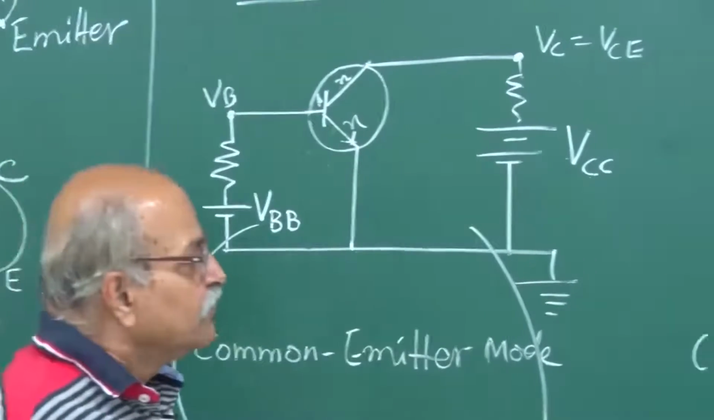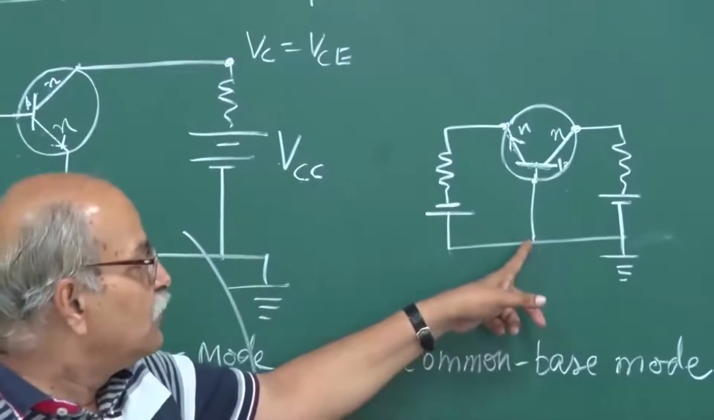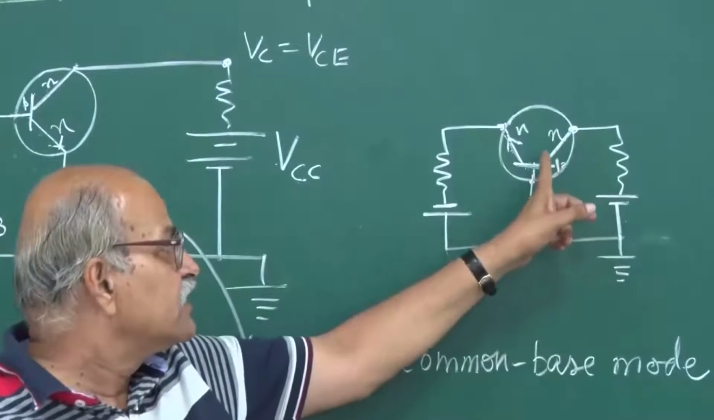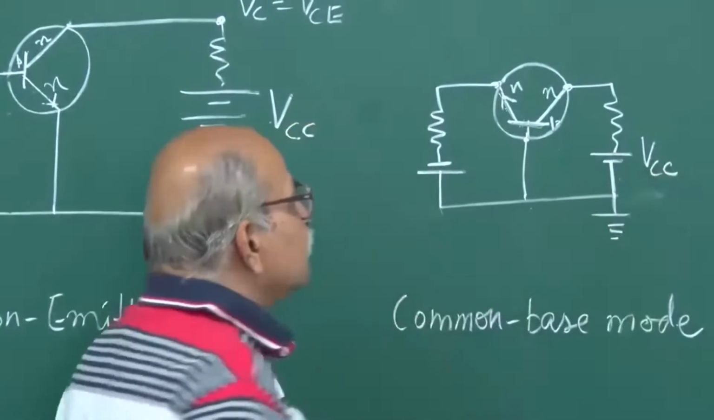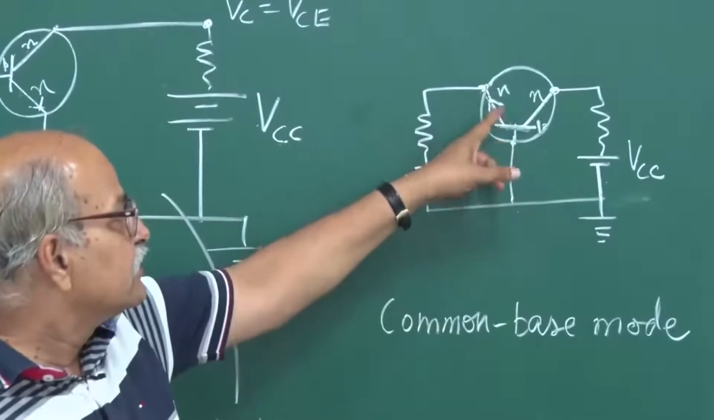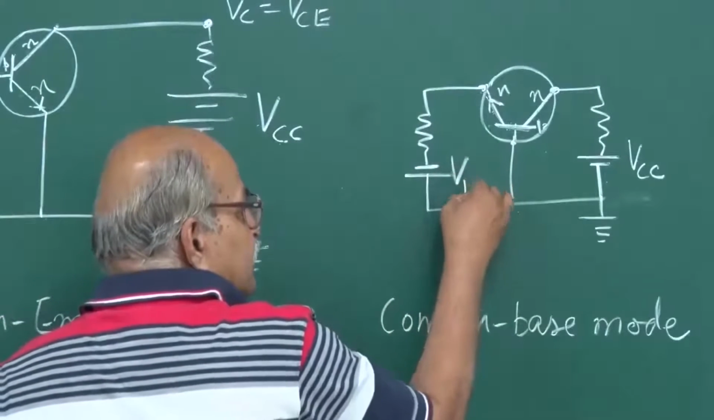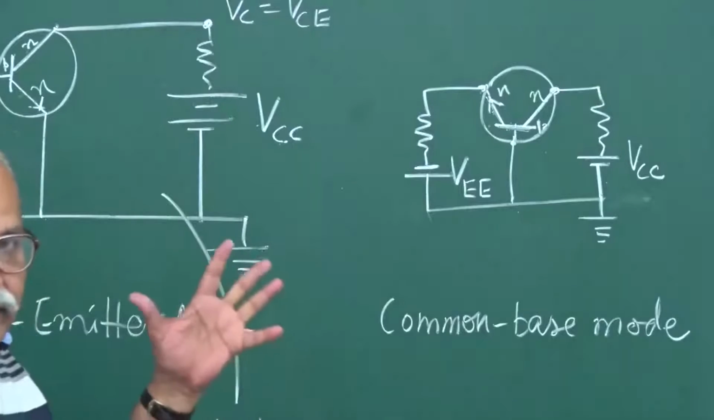Here, the base is common, so we won't write B here or here, and this side is the collector, so this will be written as VCC. Whereas this is the emitter here, so this voltage difference is written as VEE. So they are just nomenclatures.